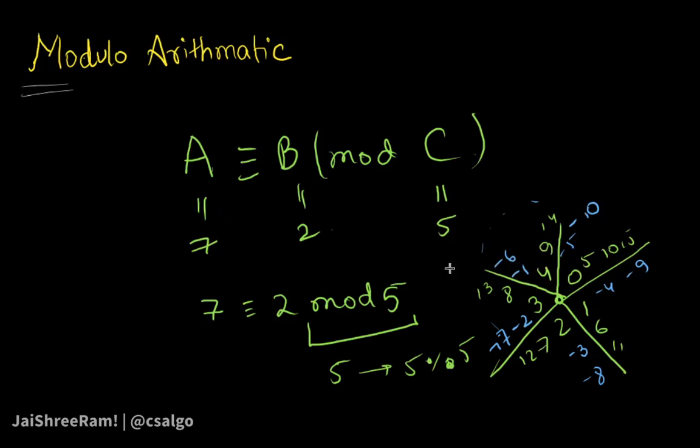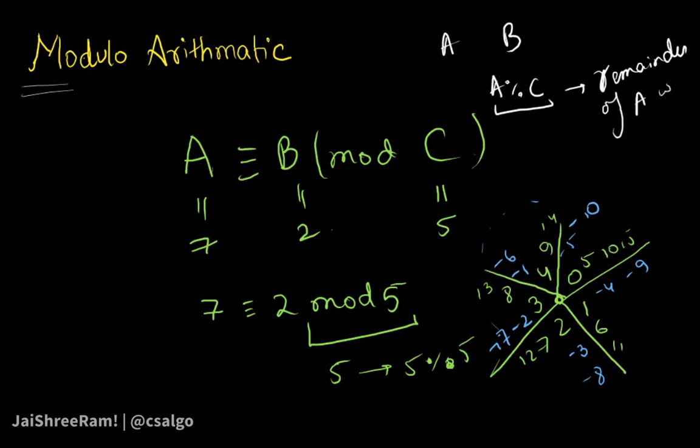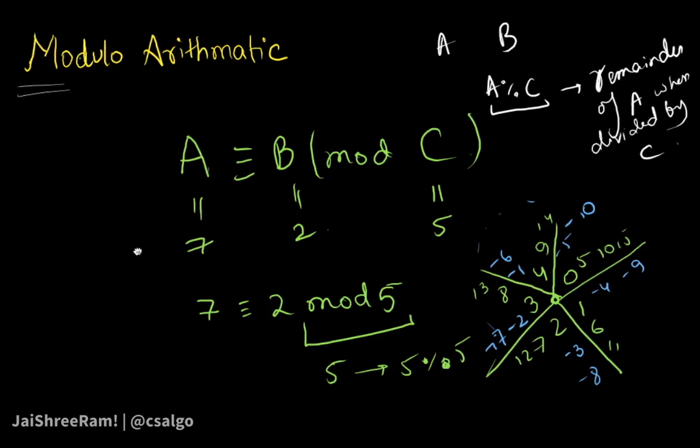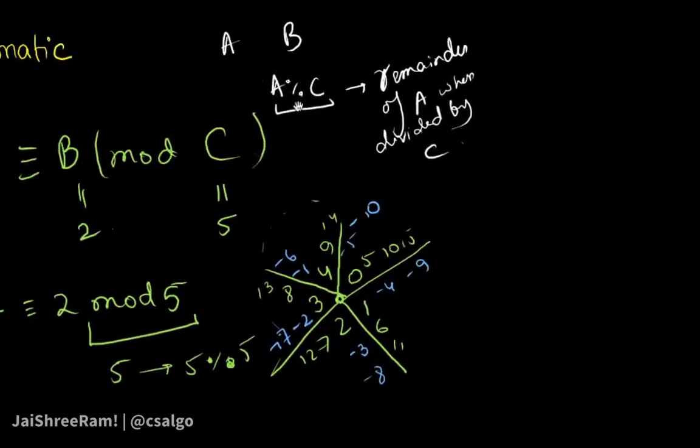Now for simplicity, you don't need to draw this diagram every time for this modulo C. You can simply think about it this way: if there are two numbers and you want to check whether they are the same or not modulo C, you take A modulo C. This notation A modulo C in programming means that you take the remainder of A when divided by C, right? This is what we are talking about when we talk about remainders. So this is how you note down remainder in programming.